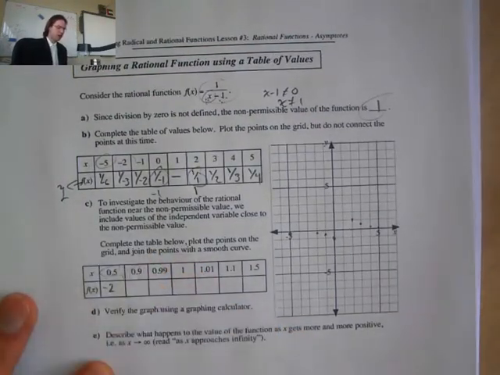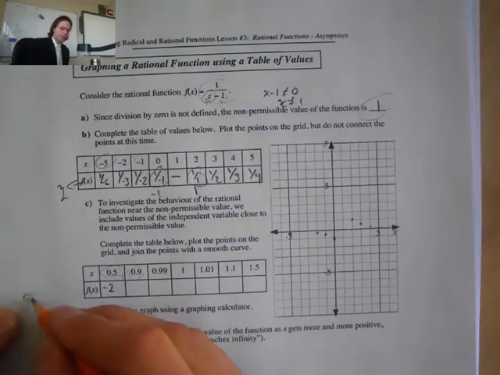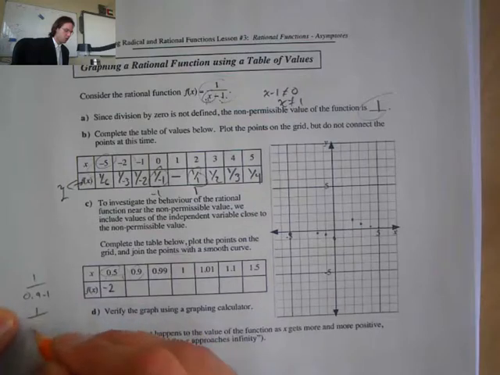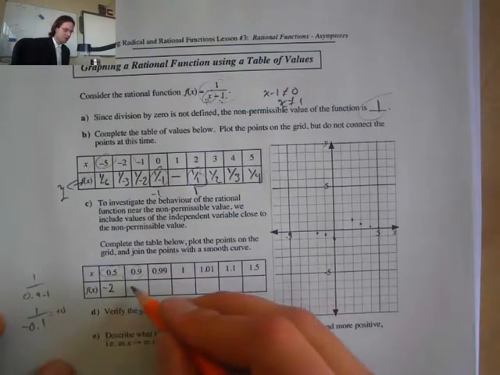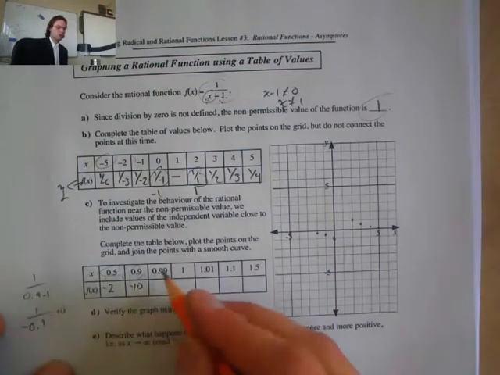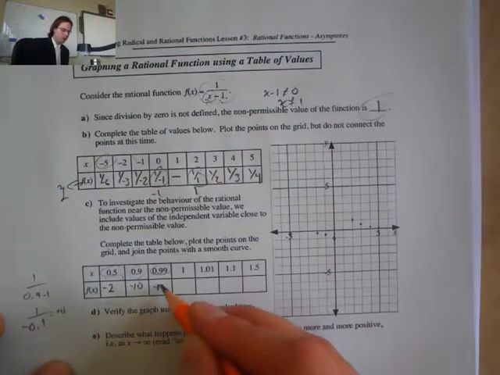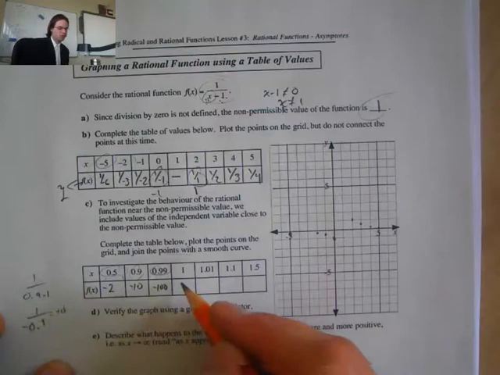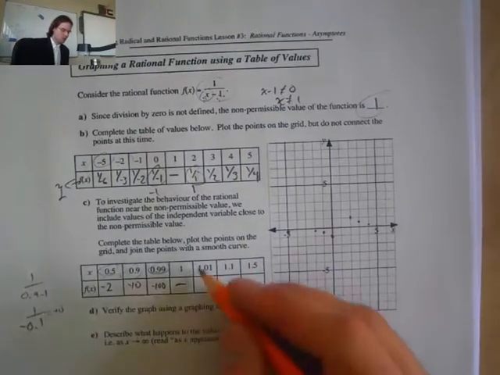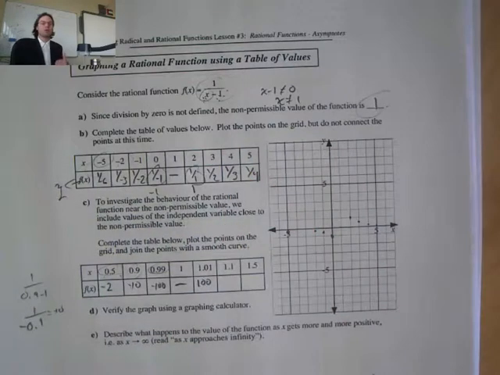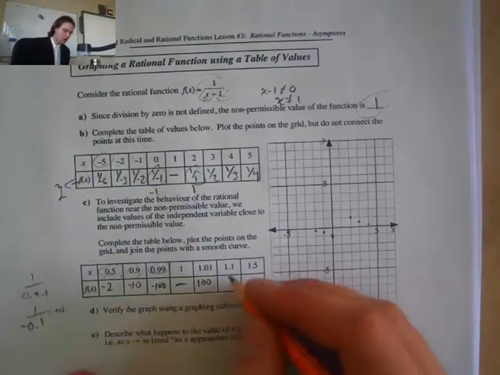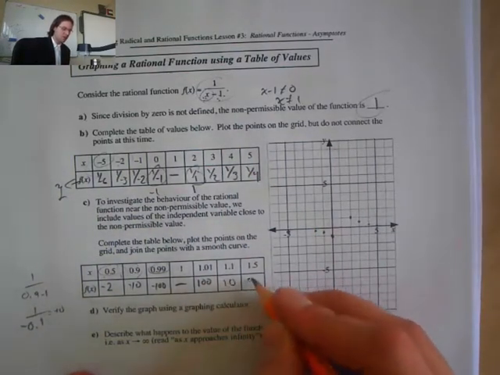Next one here is 0.9. So 0.9 minus 1 is going to be 1 over negative 0.1, which is the same as negative 10. So this one here is negative 10. The next one, if we put that in for x, we're going to get negative 100. Then if we put 1, well, there's nothing there. Put in this here, this is going to be positive 100. 1.01 minus 1 is 1 divided by 0.01, which is 100. Then we're going to get 10. Then here we're going to get 2.